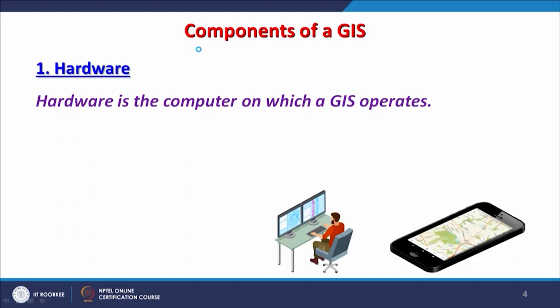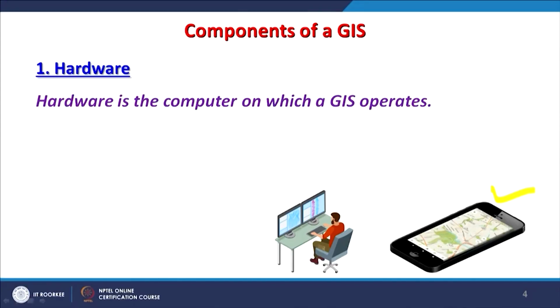So, there are many such examples where things have been developed in different domains and then they have been incorporated into the GIS platform. Now, we will look at these components one by one. Hardware is basically a computer on which a GIS resides or operates. Hardware can be a very high end workstation or some other machines or a server, or hardware can be even, nowadays, a smart mobile, which is also shown in this slide.